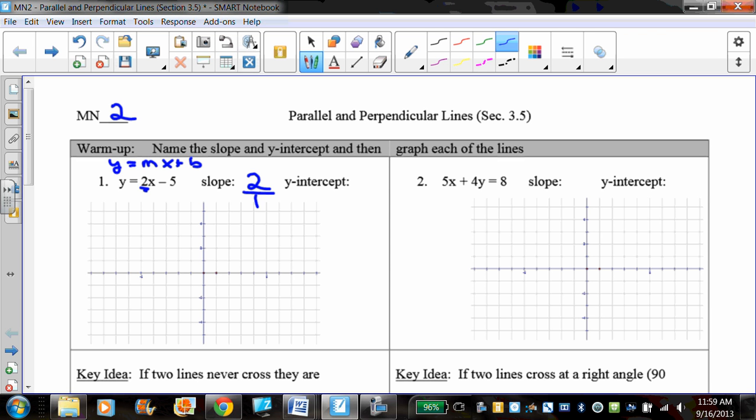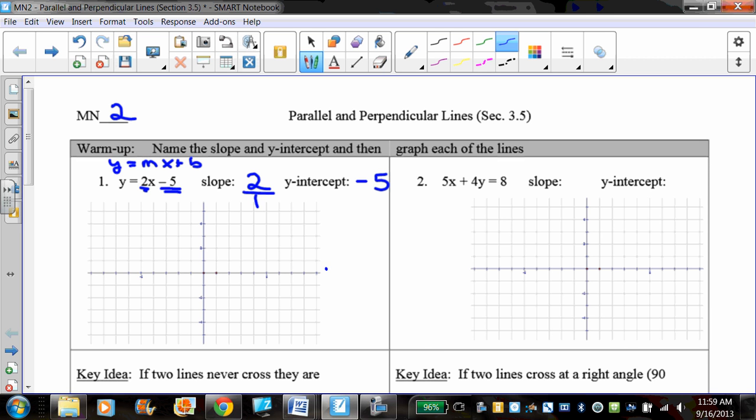The y-intercept is right here, which is -5. So I'm going to put that right here. So again, if your equation already is in slope-intercept form, it's nice because the slope is just right before the x, and the y-intercept is out back, in this case a -5.